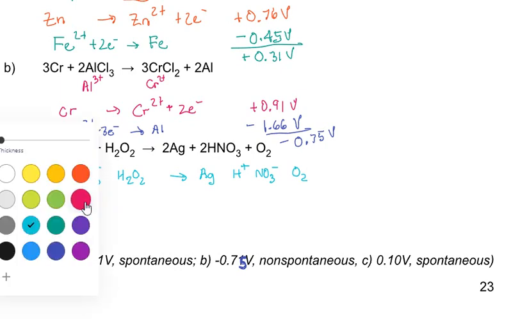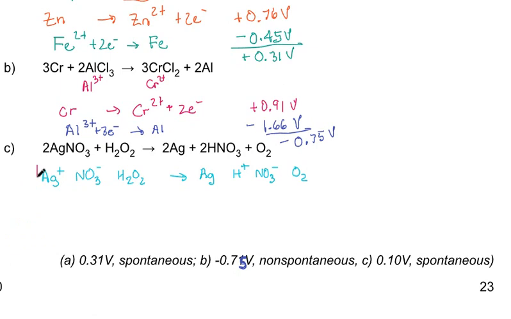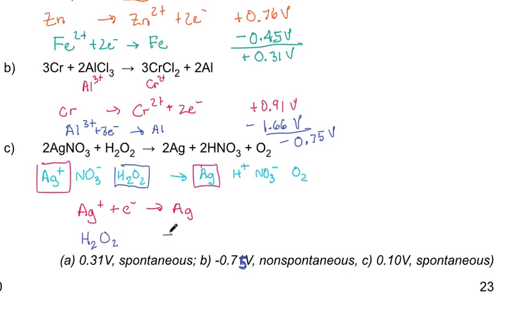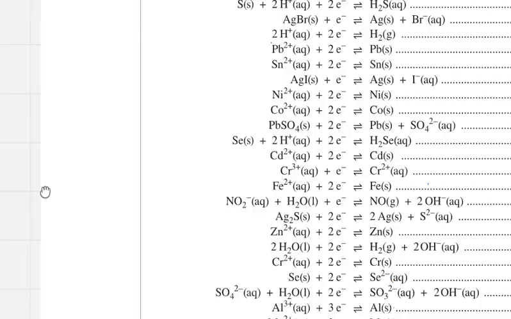And now you can see, for our redox story, we have silver ions reducing to silver metal. That's one of our half reactions. Ag plus a single electron turns into silver. And the other side of the redox story is H2O2, hydrogen peroxide, turning into hydrogen ions and molecular oxygen.